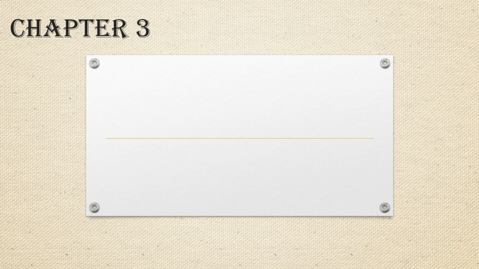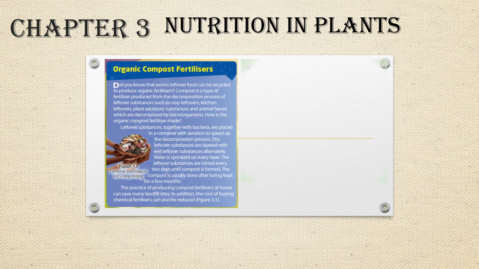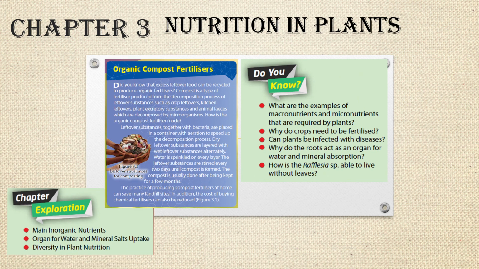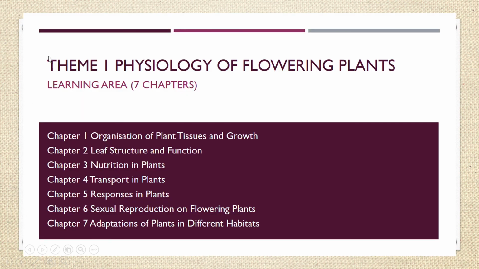Okay, this is a new chapter, Nutrition in Plants. So what to focus on in this chapter? We are going to look at the main inorganic nutrients, as well as the organs for water and mineral salts uptake, and the diversity in plant nutrition. So nutrition here refers to pemakanan. Okay, so under theme 1, still physiology of flowering plants, we are now at the third chapter, nutrition in plants.